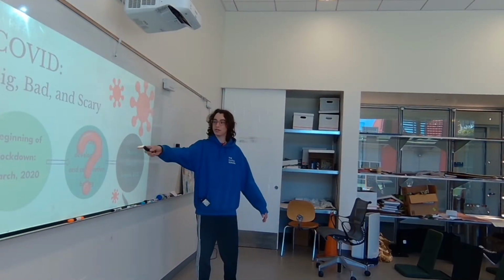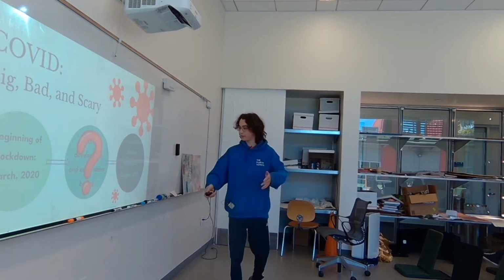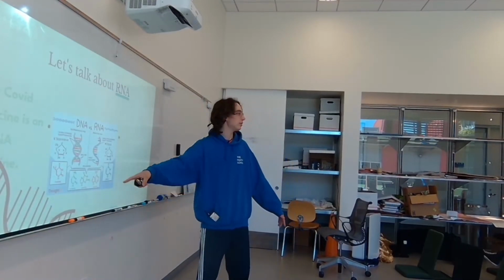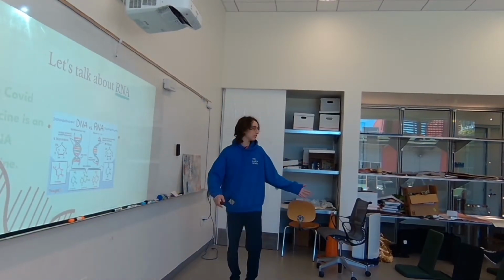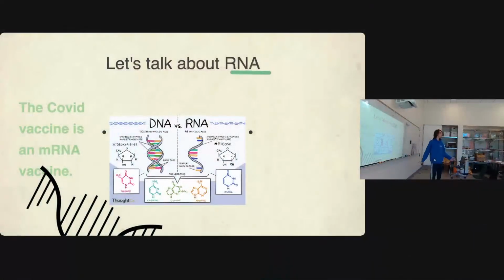So what happened here? We're going to use this as a little intro into RNA and all that stuff. What happened here? So the COVID vaccine is an mRNA vaccine. Basically what that means is when you get your COVID vaccine shot, they inject a bit of RNA into you, and that tells your cells to make the little COVID spikes. Your cells make the little COVID spikes, and then your immune system learns how to fight that.